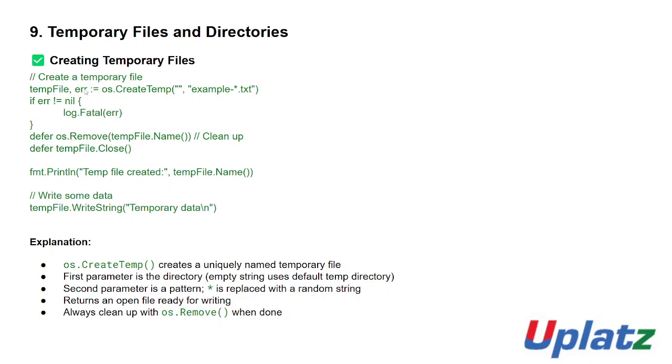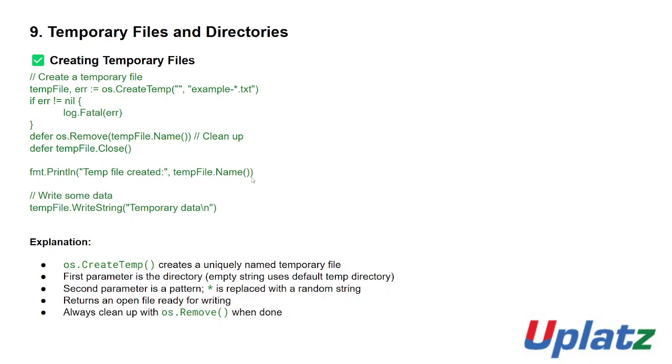os.Remove. Okay. So create a temporary file, temp file, error, create temp. And if error is not equal to nil, then log fatal. Then defer os.Remove on temp file dot name for cleanup. Defer temp file dot close. Okay, and fmt.Println temp file created.